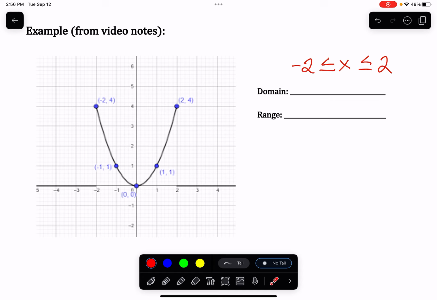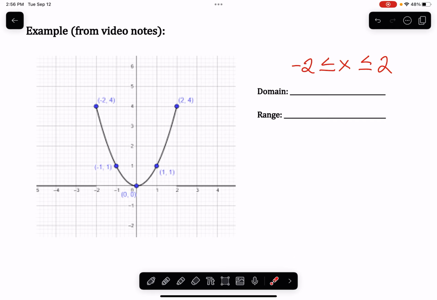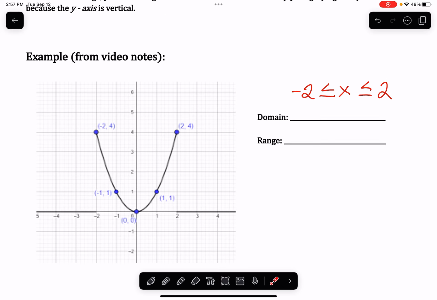So our domain here is between -2 and +2. Rather than me trying to list all these points, we just describe this interval. So x is greater than or equal to -2, and it is less than or equal to +2. You may have seen in Algebra 1, if you have an open circle here, then that means it's not part of the function. You don't see that all that often, to be honest.